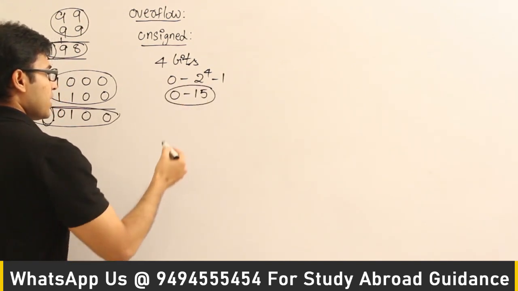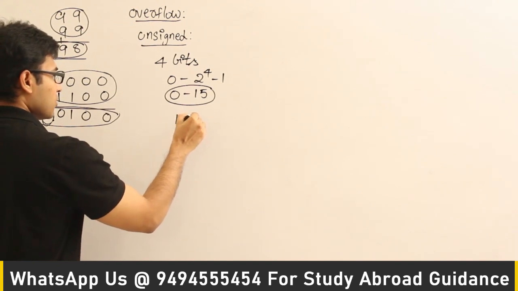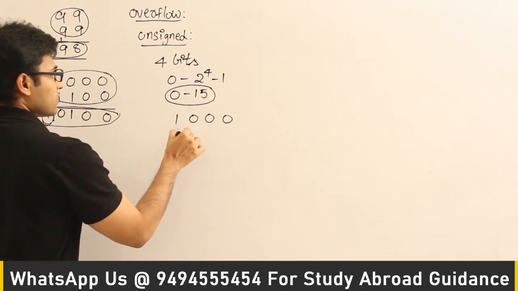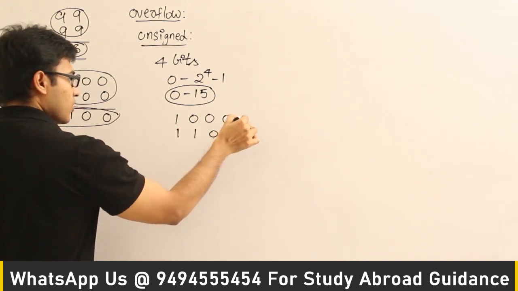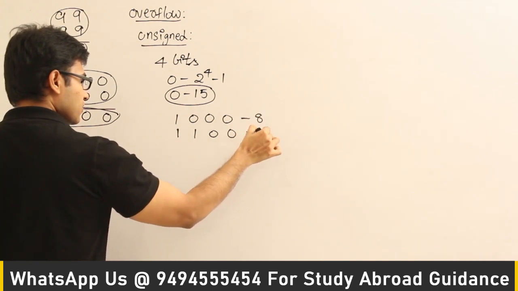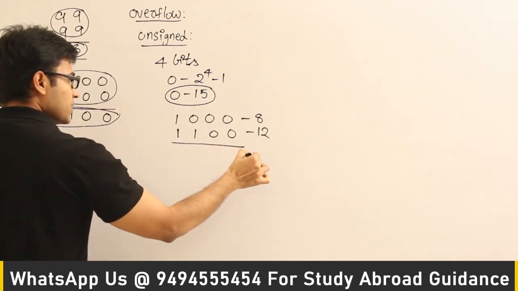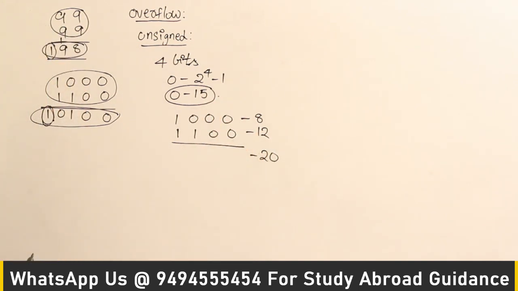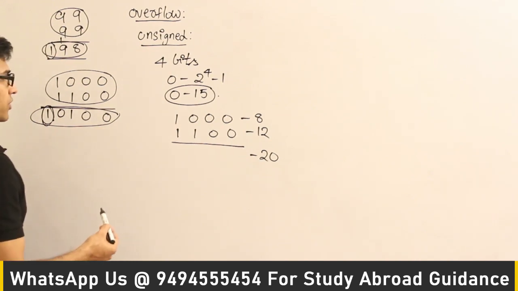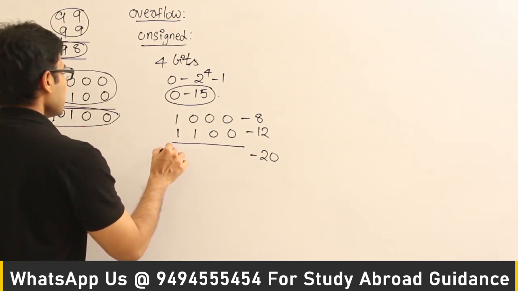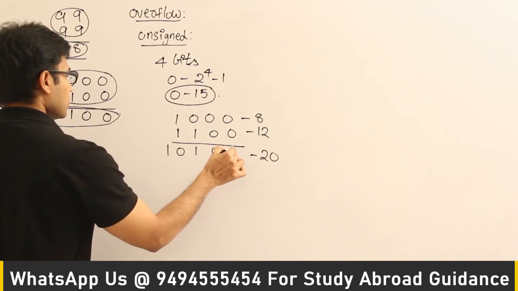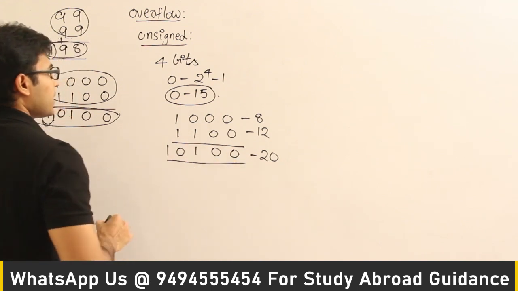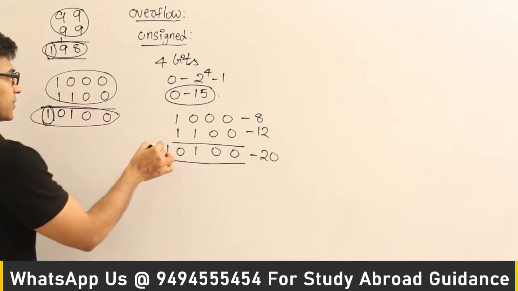Now let us assume that I am adding these two numbers, 1 0 0 0 and 1 1 0 0, right? So this is 8, this is 12. So what is 8 plus 12? 8 plus 12 is 20. But then in 4 bits, how big a result can we store? Only 15. Therefore, if you add them, the result is going to be 1 0 1 0 0, isn't it? Yeah, 1 0 1 0 is 10, 1 0 1 0 0 is 20. So if you add this, the result is going to be this big.